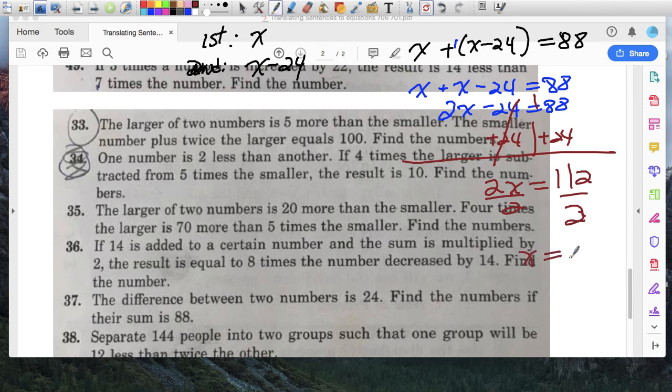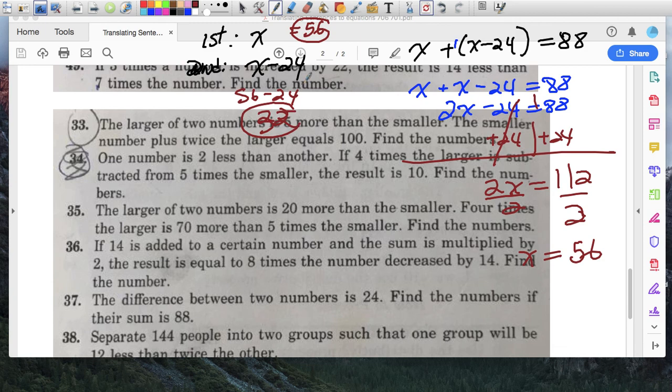And x equals, I have no idea, 61? No, 56. So if I know that x equals 56, which means one number is 56, and the other one is going to be 56 minus 24, which is going to be 32. Okay, so it makes sense. Look, there are two people. One of them is 56 years old. The other one is 32 years old.